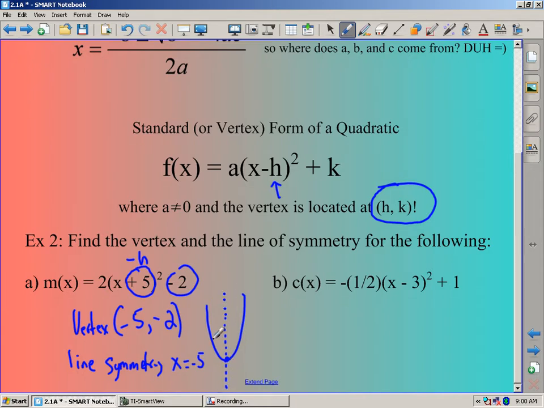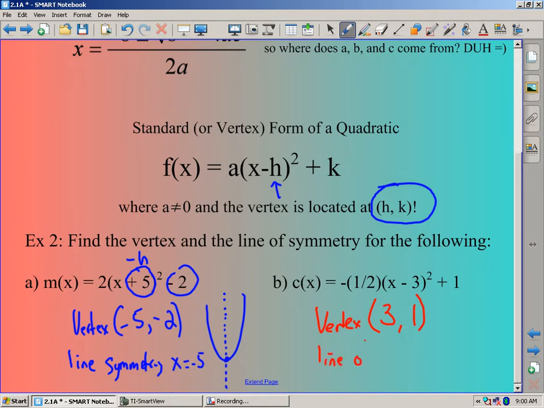And then in our next one, even though we are flipping this thing over and scrunching it because of this negative 1/2 out front, it really doesn't change where our vertex is. So we follow our vertex form from up above. We look at our h value, the number inside, which is negative 3. Since it matches the negative h, that means we get a positive 3 for my x. And then outside is a positive 1, so I get a positive 1 for my vertex value. So that's basically what we're looking at for the vertex. And then hopefully you can remember how we find our line of symmetry.